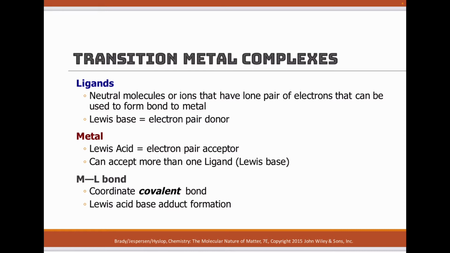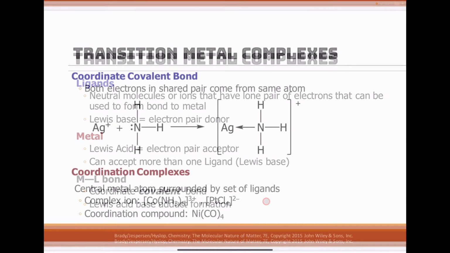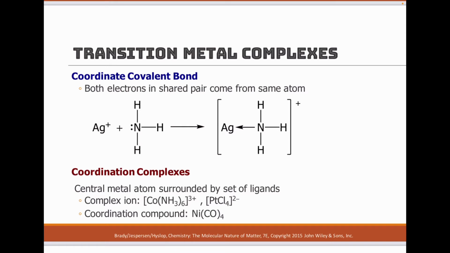A metal can accept more than one ligand, which is a Lewis base. M is a metal and L is a ligand. The bond between metal and ligands is a coordinate covalent bond. This is Lewis acid-base adduct formation in transition metal complexes. In a coordinate covalent bond, both electrons in the shared pair come from the same atom.